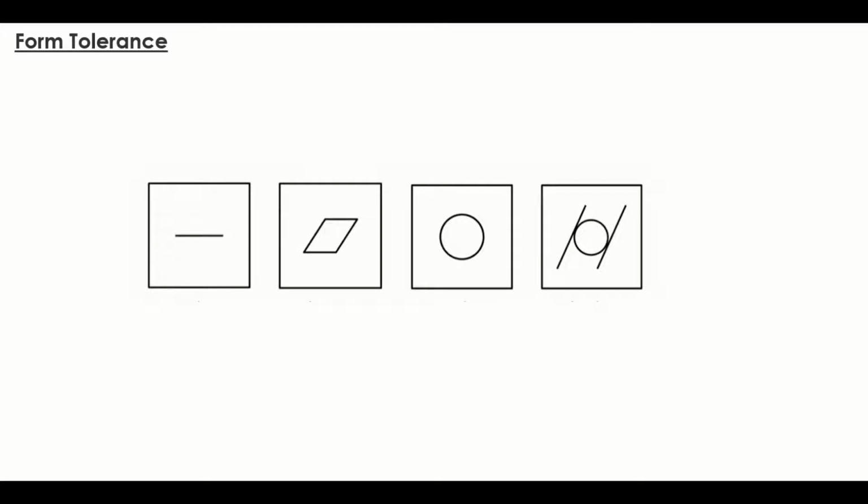Form tolerance controls the shape of the part feature. There are 4 types of form tolerance. The first one, straightness, flatness, roundness, and the last one, cylindricity. Of that, form tolerance does not require a datum.